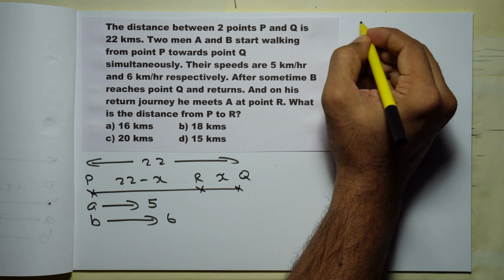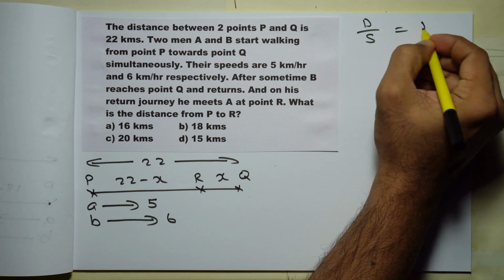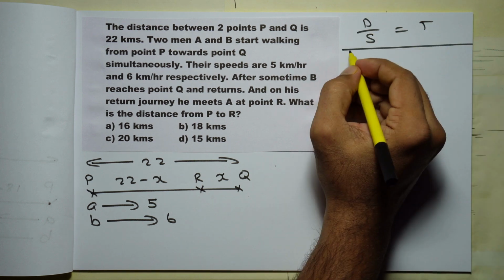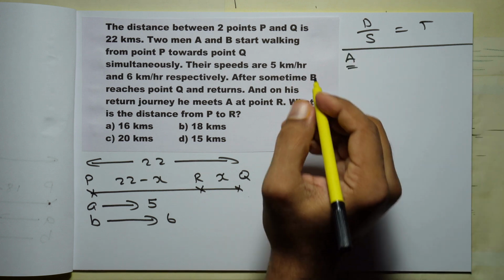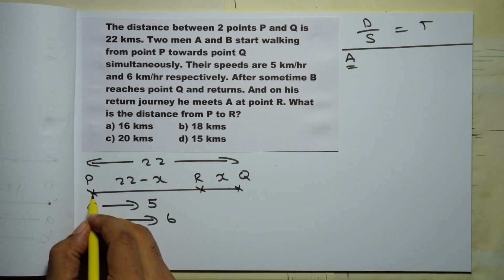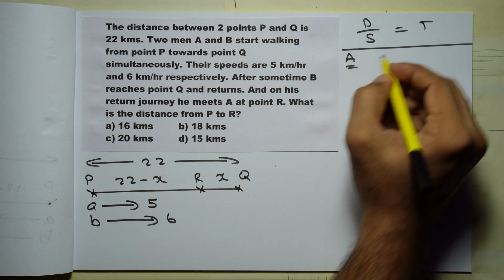Now you have the basic formula, distance by speed gives you time. Now first we'll calculate for A. Now the distance traveled by A is this distance, 22 minus x.